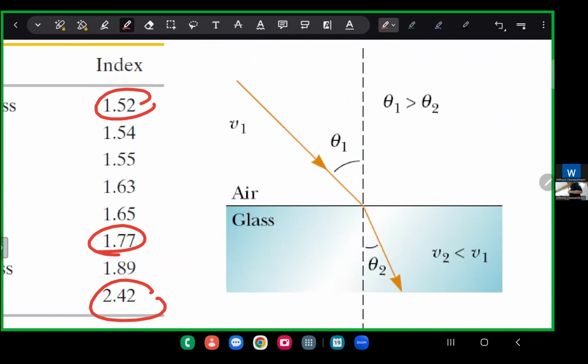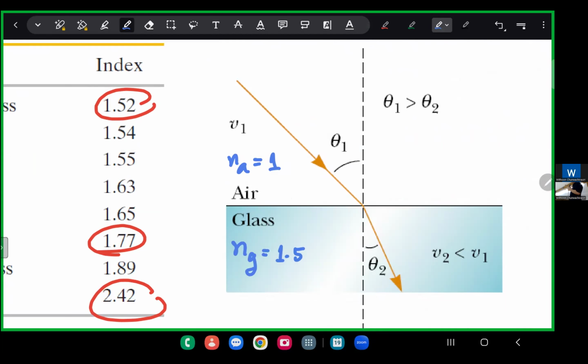I can now write down the value because everyone has seen the table already. Let's say I call the air subscript A, so N sub A is 1. Glass, let me call it G. N sub G is 1.5 approximately. So you are going from smaller N to a larger N, so the angle will go oppositely.